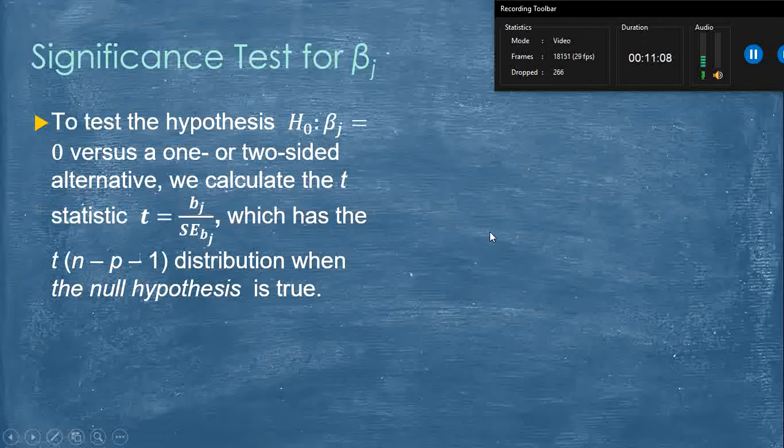From there, we typically will run our significance test. So the null hypothesis says the slope of interest is equal to 0. We can run a one-sided or a two-sided alternative, but we're going to use a t statistic to calculate our value. So it'll be the value of the slope divided by the standard error for that particular slope. We'll want to incorporate our degrees of freedom.